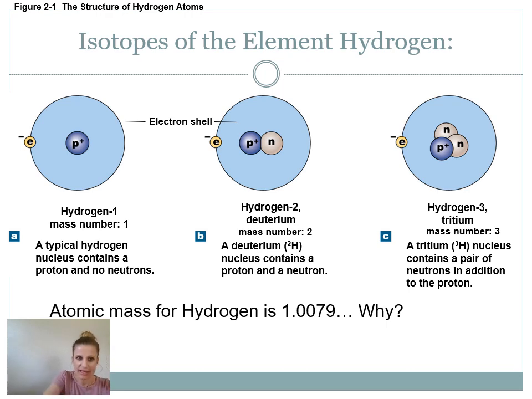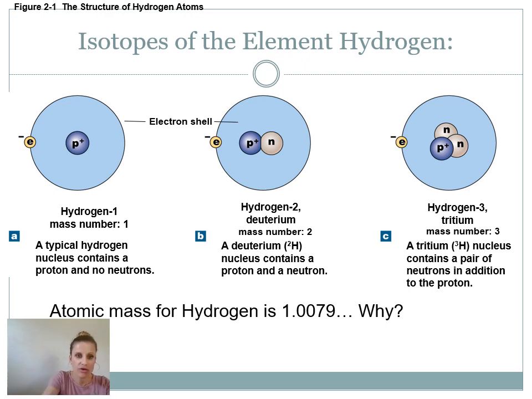Hydrogen 1 has a mass number of 1. That means this atom weighs 1 mass unit. When we look at how the atom is structured, you see that it has 1 proton in the center. We know it has 1 proton because it's hydrogen. Hydrogen is atomic number 1. It always has 1 proton.